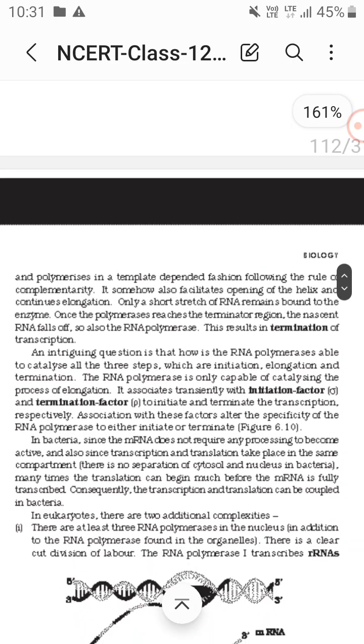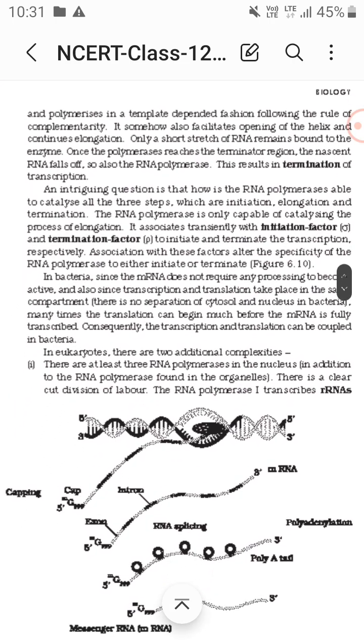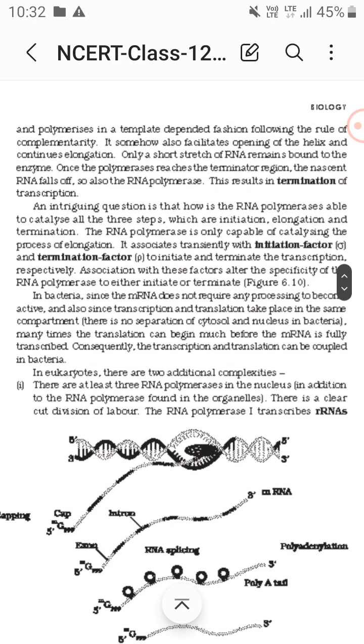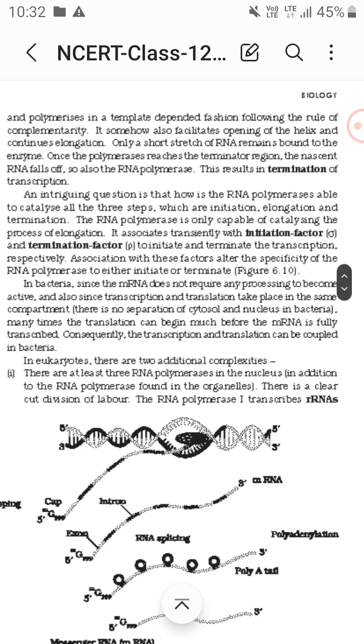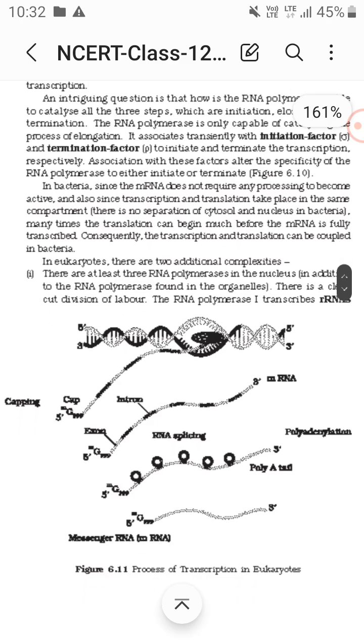This results in termination of transcription. Now the initiation factor is sigma and the termination factor is rho. RNA polymerase is only capable of catalyzing elongation, but with association of the initiation factor sigma and the termination factor rho, it can initiate and terminate transcription respectively.